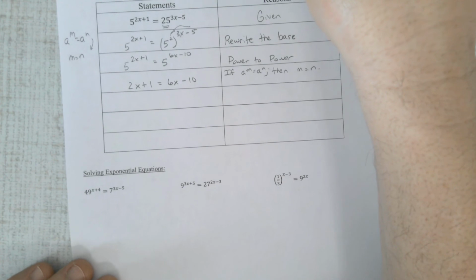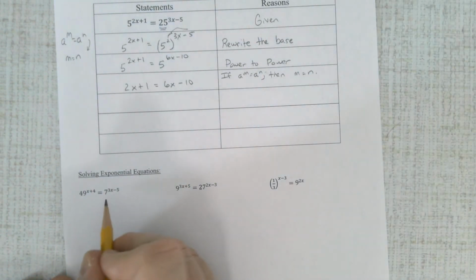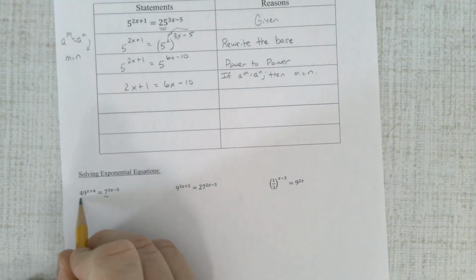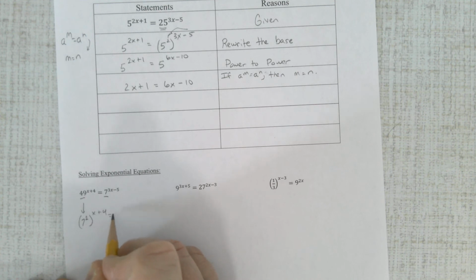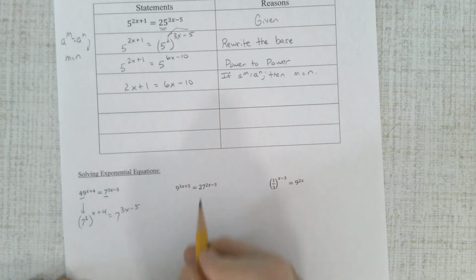Same thing here. We have 7 and 49. We could make this into 7 squared, and solve that. We can make this 3 squared and 3 cubed. I'll let you finish it.